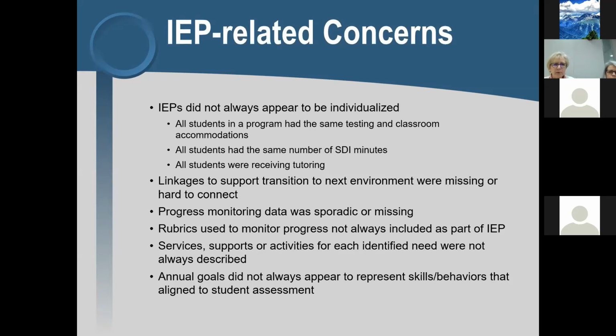Progress monitoring data was not necessarily as it was outlined. There were some times where a rubric was referred to as a way to monitor progress, but we couldn't find that rubric as part of the documentation in the IEP system. Sometimes a need was stated in the check boxes for living, learning, or working. But then when we got to the services, supports, goals, activities, maybe it said that academics was a concern, but there was nothing in the goals, the services, supports, or whatever to indicate how that need was going to be addressed.